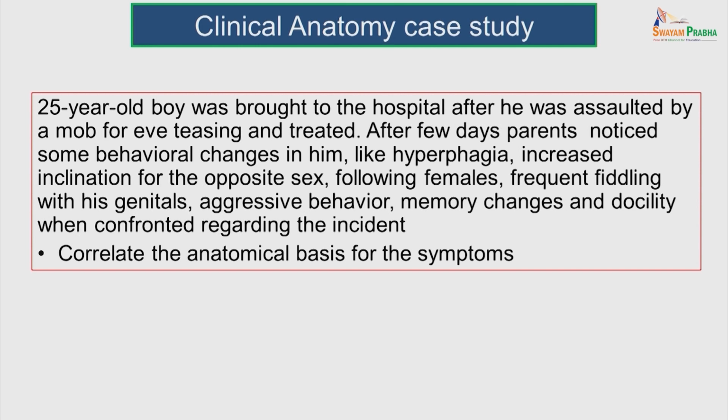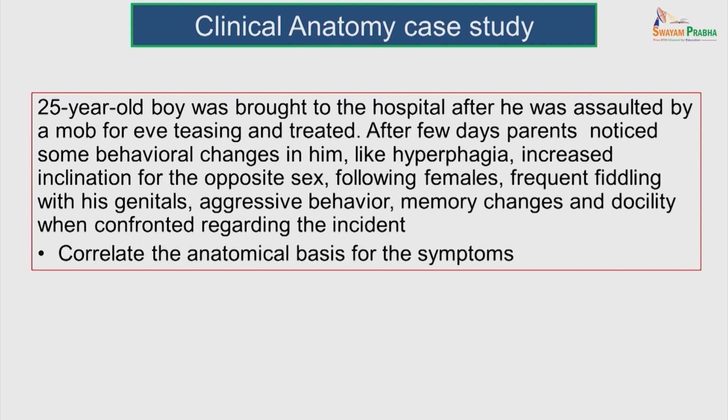So, here is a case scenario. A 25-year-old boy was brought to the hospital after he was assaulted by a mob for eve-teasing and treated. After a few days, parents noticed some behavioral changes in him, like hyperphagia, increased inclination for the opposite sex, following the females, and aggressive behavior, memory changes, and docility when confronted regarding the incident.